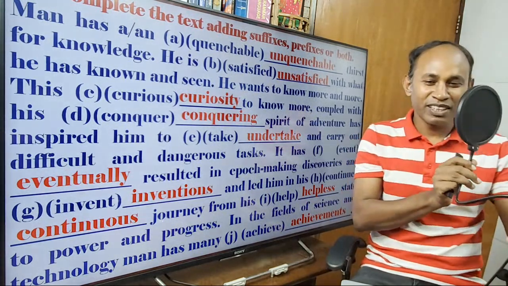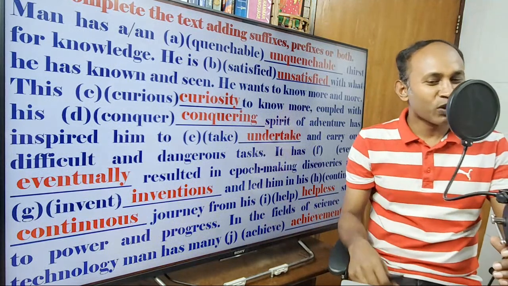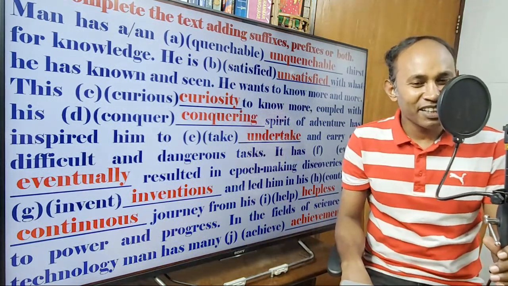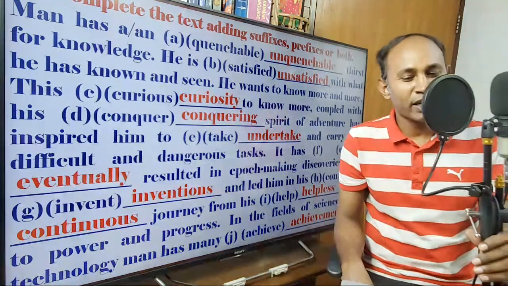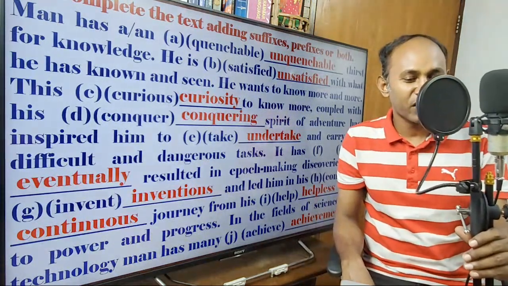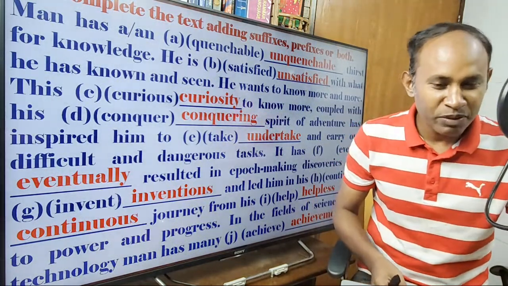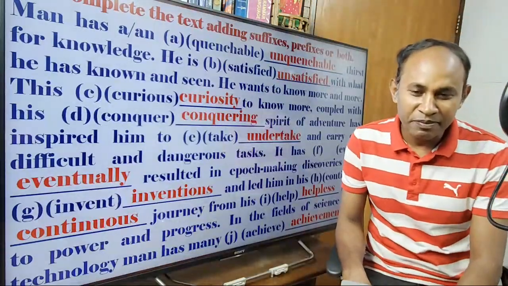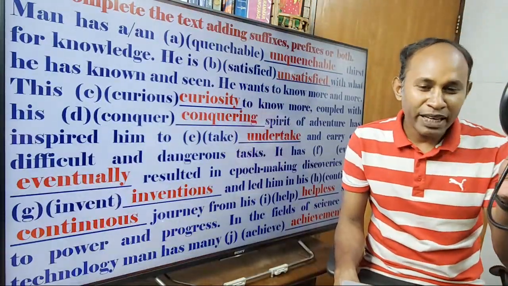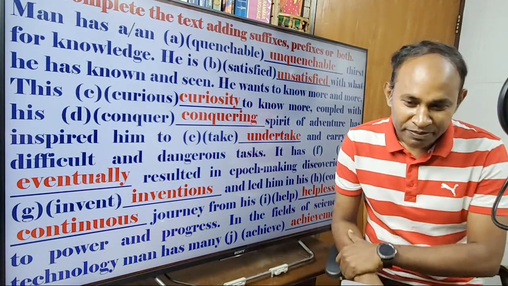Hello. Is it clear to you? When they sing, they use the mic very close like this. So actually, I do not use this mic. Today I am using it because the mic that I use doesn't have the battery charged. That's why I am using it.